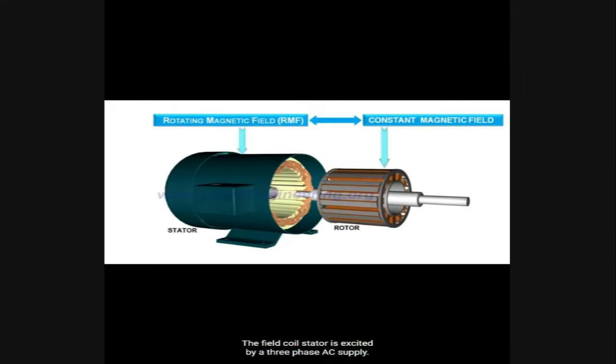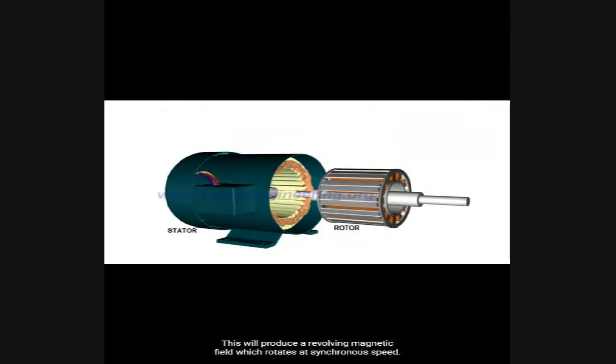The field coil of the stator is excited by a three-phase AC supply. This will produce a revolving magnetic field, which rotates at synchronous speed. The rotor is excited by a DC power supply, so it acts like a permanent magnet. Alternatively, the rotor can also be made of a permanent magnet.